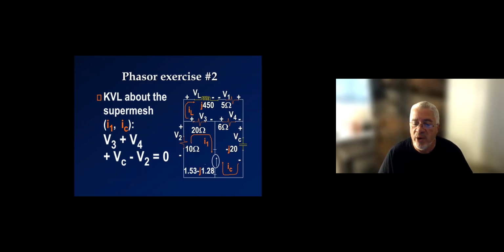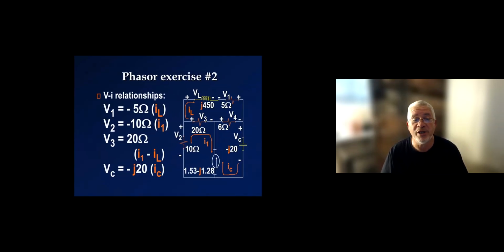What are they? We have the source equation that comes from the current source. We have the KVL in this regular mesh here. Okay, and then we have the KVL in the super mesh that's made of mesh I1 and mesh IC. Those are the 3 equations we have. The rest, we're going to write the voltage current relationship, essentially for each voltage on the passive element.